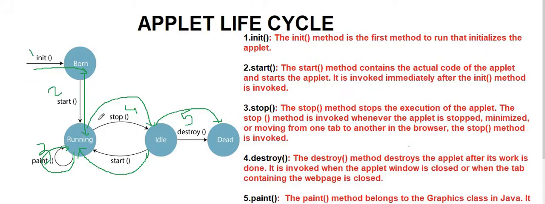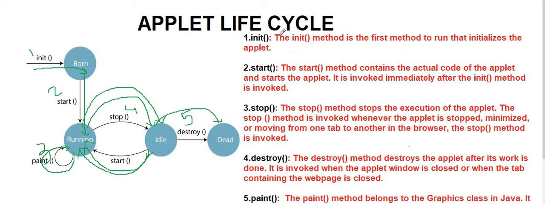So basically the stop method is called when we minimize the applet. For example, we are painting an applet, and in between, for example, I minimize the window of my applet, then it goes to the stop state, that is the idle stage, and again if I maximize the window, then it again calls the start method and goes into the running stage. So this is the life cycle of an applet.